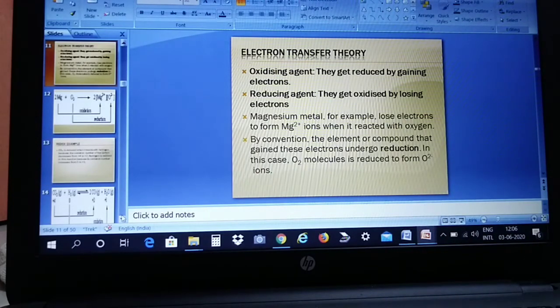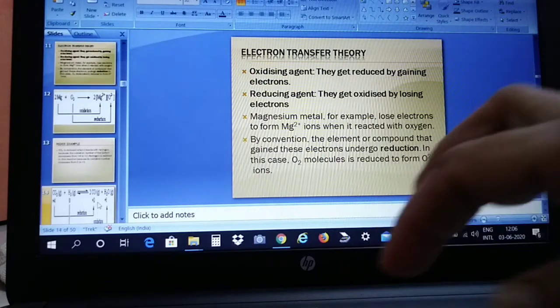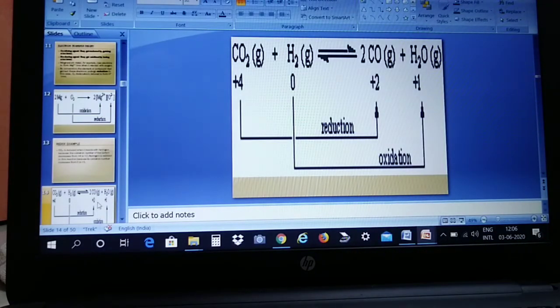Next we have the example of carbon dioxide when it reacts with hydrogen gas. There is a formation of carbon monoxide plus water. Here you can see carbon goes from plus 4 oxidation state to plus 2 oxidation state. That means there is a reduction in its oxidation state. And over here, the oxidation state of hydrogen goes from 0 to plus 1, so there is an increase in the oxidation state of hydrogen.